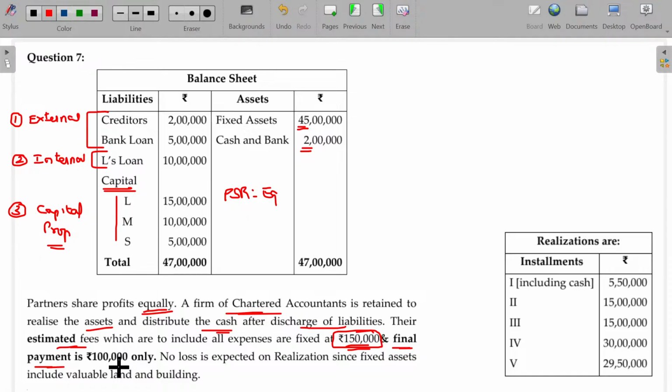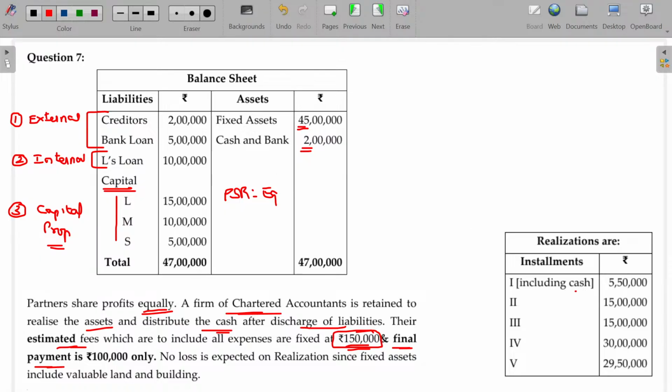While finishing the work, now the chartered accountant demands his fees, and that fee is taken from the amount kept aside. 1.5 lakhs is kept aside, so from there 1 lakh is taken, and the other 50,000 released will be payable to the partners only. Is that clear? This is the logic.